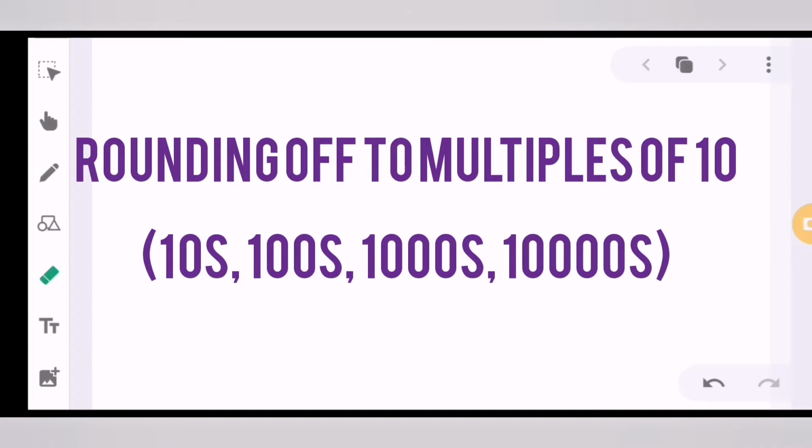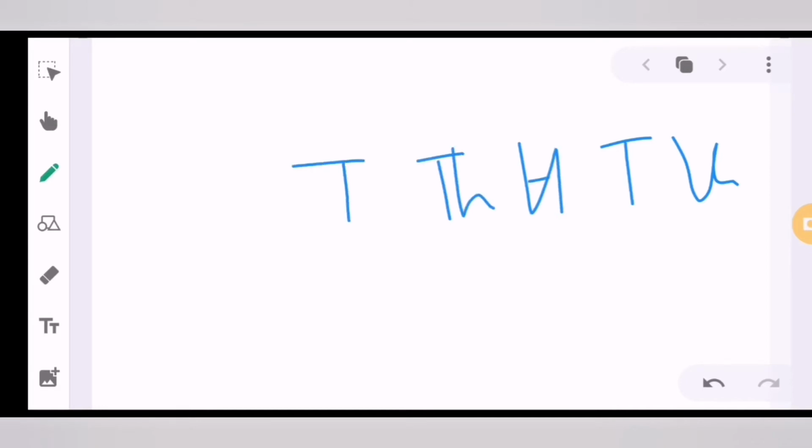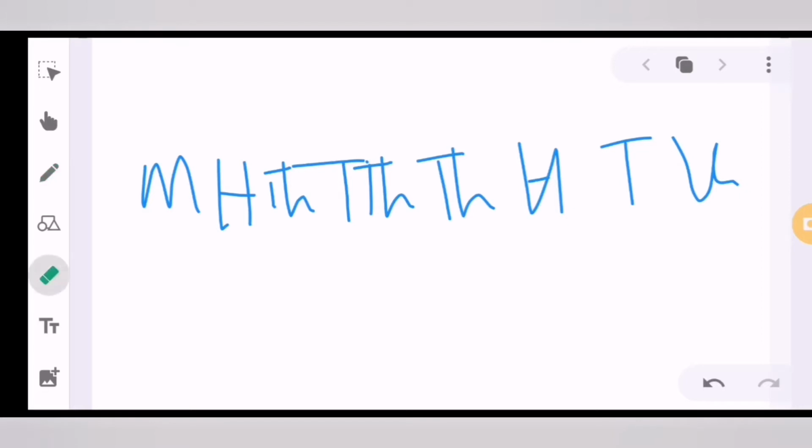Let us kickstart. Remember our place value, where you learned about ones or units, then your tens, your hundreds, your thousands, tens of thousands, TTH, hundreds of thousands, HTH, then millions. We are going to apply the same idea in our rounding off.